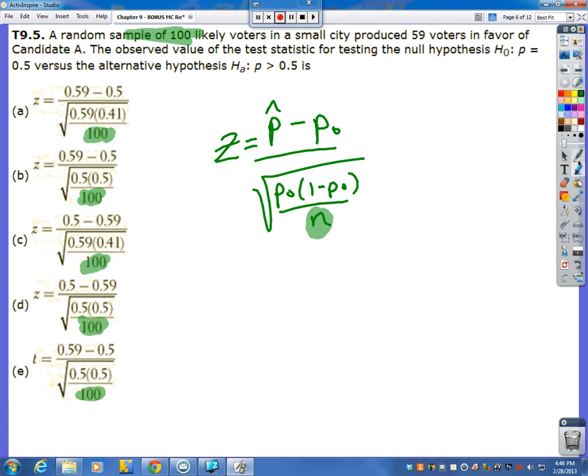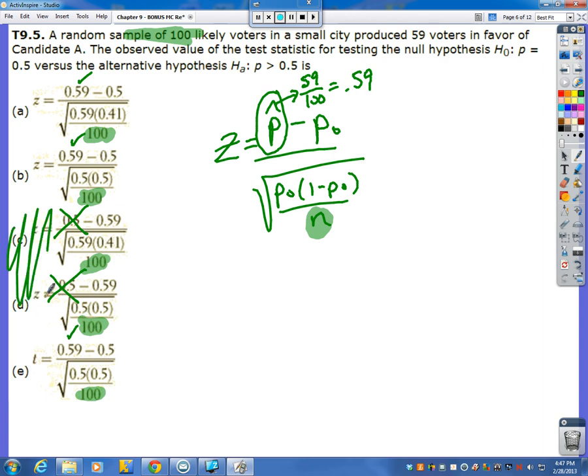Let's see, where else do we maybe have some differences? P hat, that's our sample proportion. What value did we get from our sample of 100? We got 59. Now, p hat is not 59, it is 59 out of 100, which is 0.59. So p hat is 0.59. So 0.59, check. 0.5, uh-oh. So we've eliminated so far just C and D.